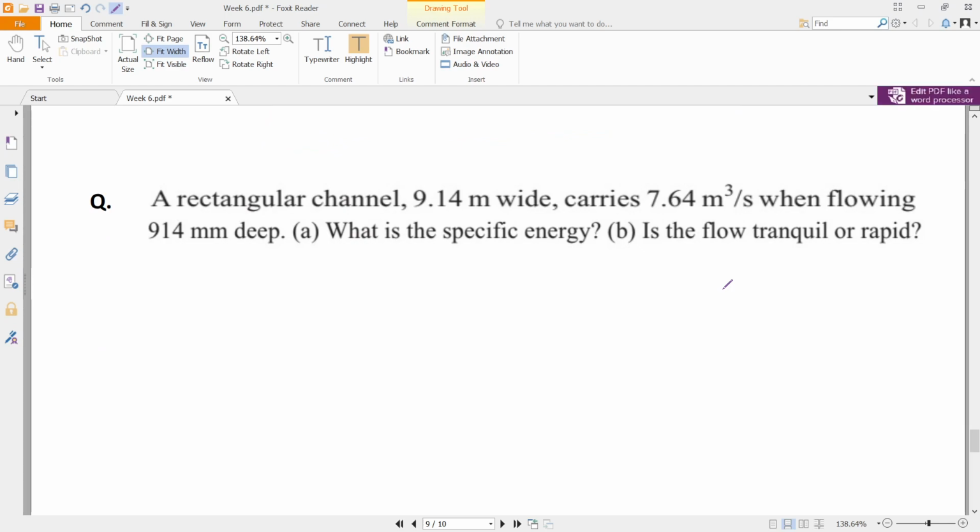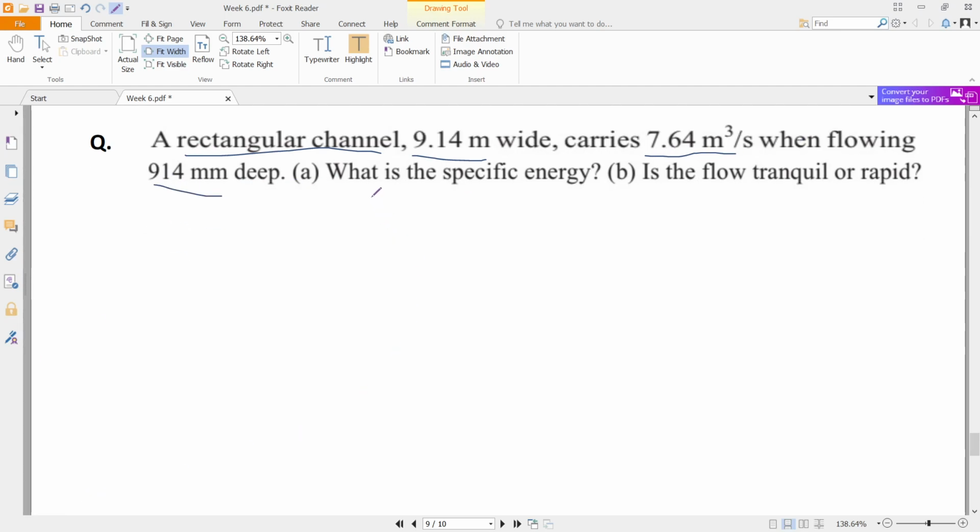A rectangular channel 9.14 meter wide carries 7.64 meter cube per second of discharge when flowing 914 mm deep. So the width of the channel is 9.14 meter. The discharge is 7.64 meter cube per second. It is a rectangular channel and the depth of flow is 914 millimeter. You have to determine the specific energy and whether the flow is tranquil or rapid.